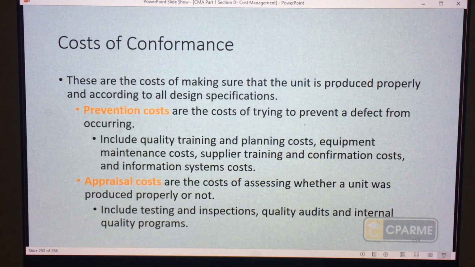Pag appraisal, you assess or you evaluate whether a unit is produced properly or not. So appraisal cost would include your cost of testing, your inspection, your quality audits, and internal quality programs. So any cost, it would include any activity that would involve evaluation or assessments of whether your production or your items would conform to your standards.